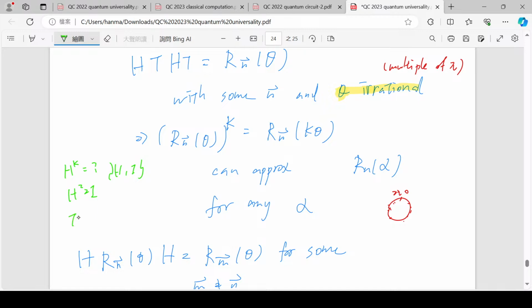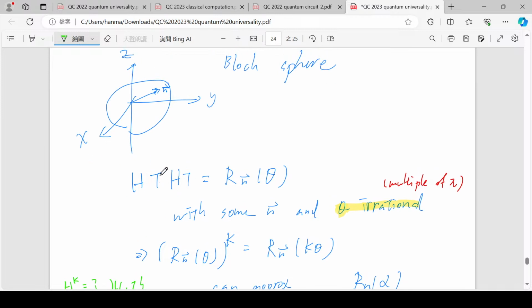Yeah, similarly, T equals, I think, the matrix 1, 0, 0, e to the i pi over 4. Similarly, T also has a rational pi angle here, so T to the 8 equals identity. So T only gives you 8 possible angles. H only gives you 2 possible angles, T only gives you 8 possible angles.